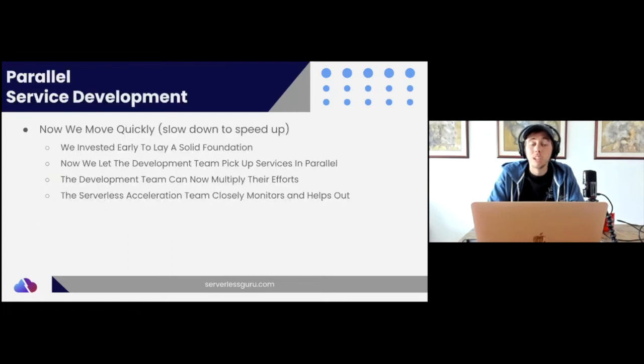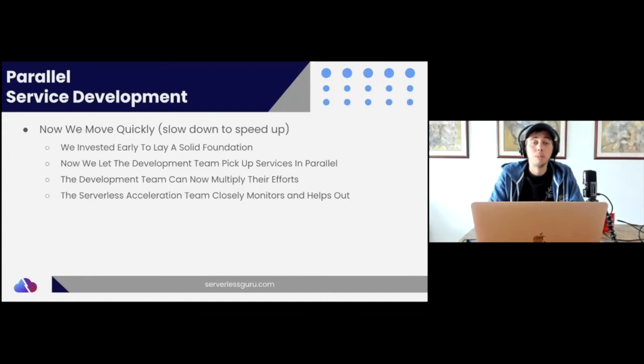Now getting into parallel service development. So now that everyone has the training and they're able to work independently, this is where we actually move quickly. So again, we slow down to speed up. We laid the foundation, we did the training, we did the blueprint, and now developers are off on their own, independently building. And so one thing that we could say here is that we let the development team now pick up services and start actually building independently.